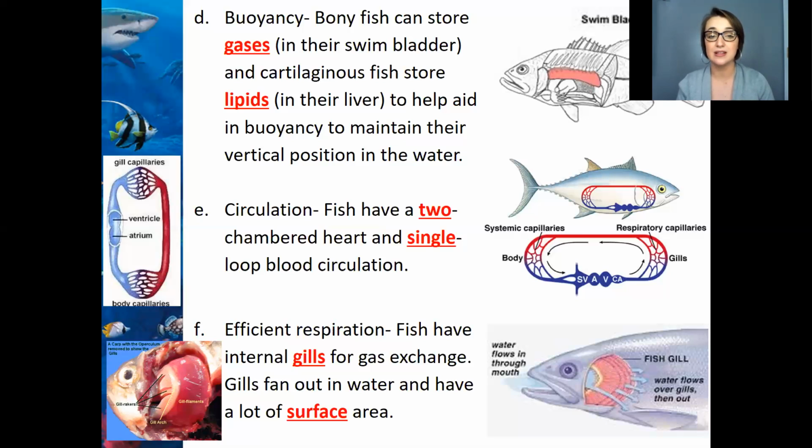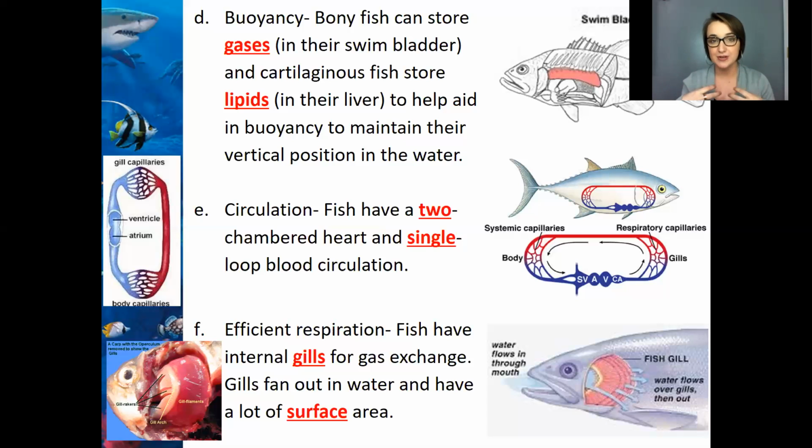It's also going to allow them to compensate for a lot of the salt in the water. So this circulation is definitely going to be a big adaptation for them because they're relying a lot less on blood pumped to all their extremities in order to be successful. And then of course, efficient respiration.